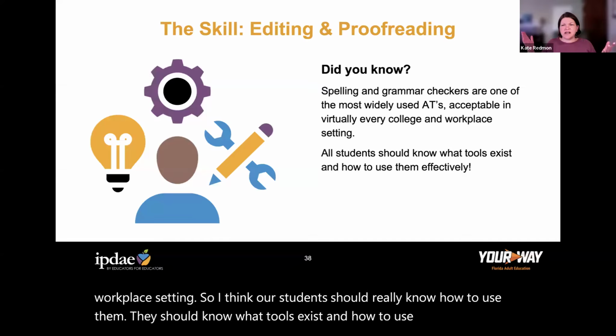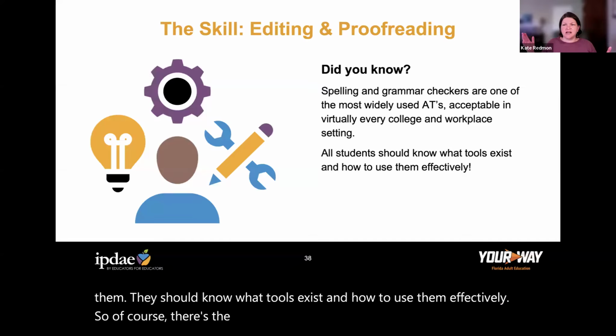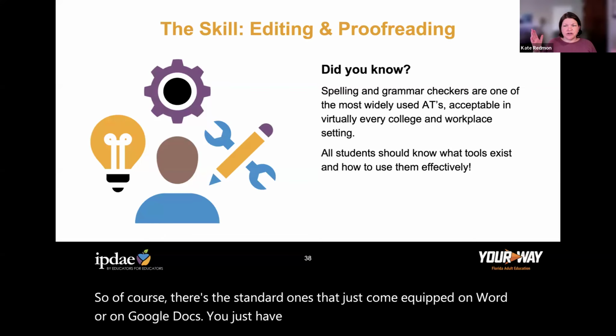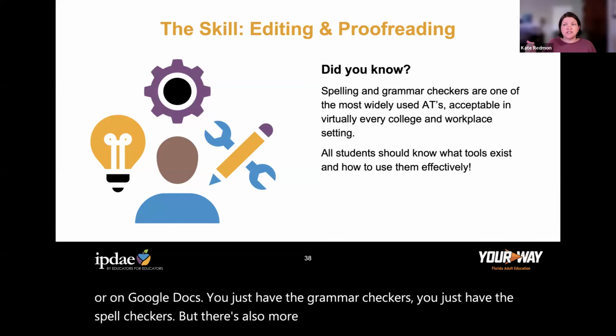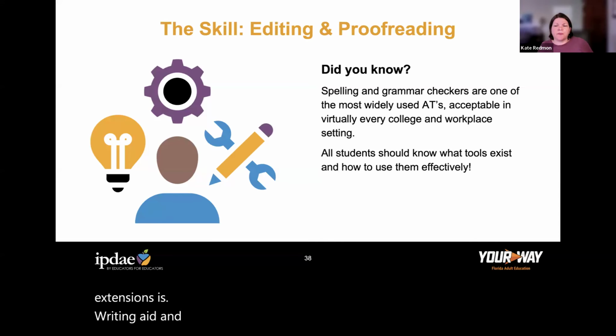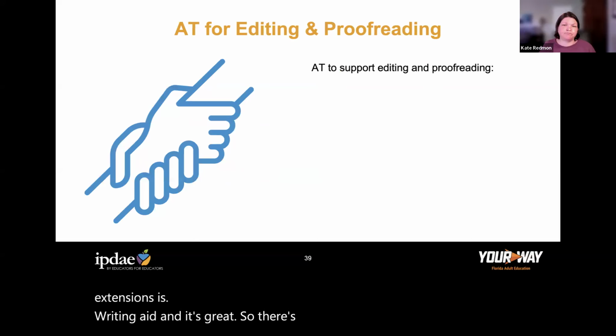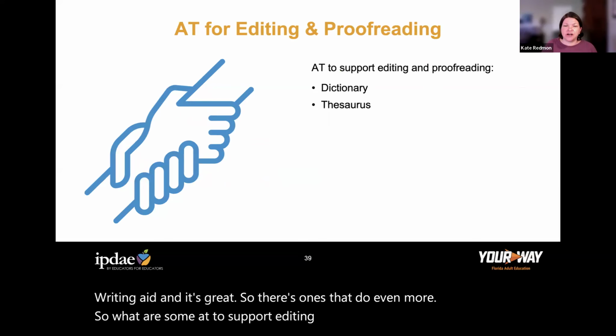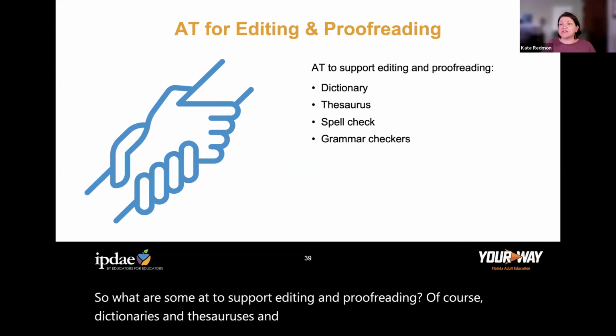So of course, there's the standard ones that just come equipped on Word or on Google Docs. You just have the grammar checkers, you just have the spell checkers. But there's also more complex ones, like one of the Chrome extensions is Pro Writing Aid, and it's great. So there's ones that do even more. So what is some AT to support editing and proofreading? Of course, dictionaries and thesauruses and spell check, like we were talking about, and those grammar checkers.